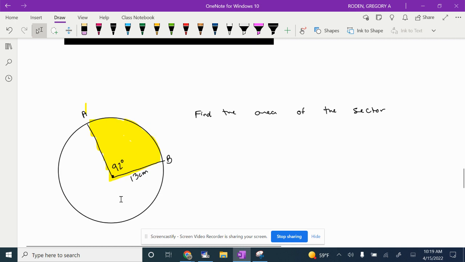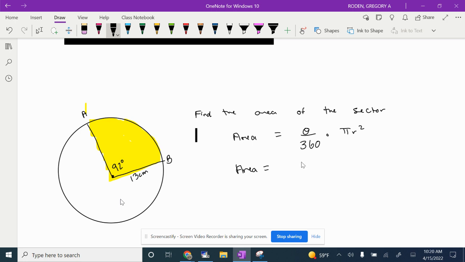So what we want to do now is find the area of this sector. Since this sector is in degrees, I'm going to need the formula area equals theta over 360 times pi r squared. So the area is equal to theta, which is 92 degrees, over 360 times the radius, 13 squared, which is 169, times pi. See that? And now it's just a calculator issue.